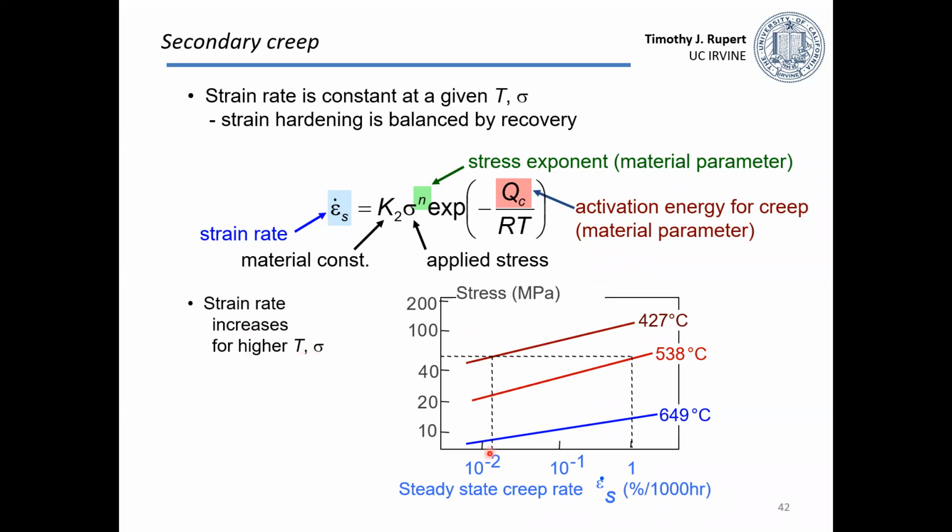This plot right here is showing how the steady state creep rate changes with stress. So it follows this exponential type of curve because this is a log-log plot, so it looks like a straight line here. And then as the temperature increases, the stress needed to give a certain strain rate goes down, which means it becomes easier to have creep deformation occur in my material.